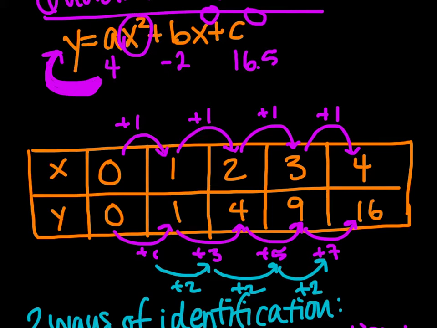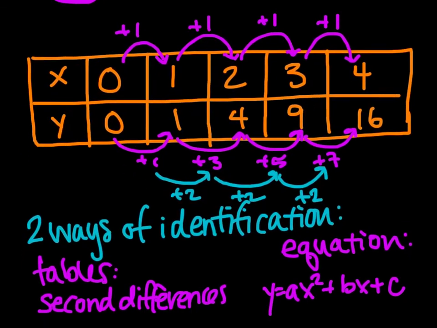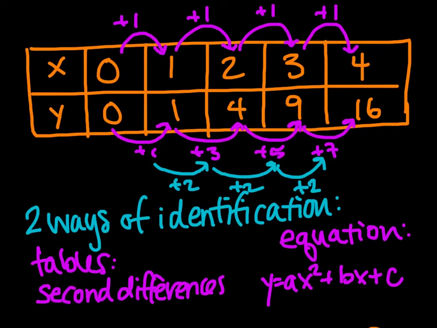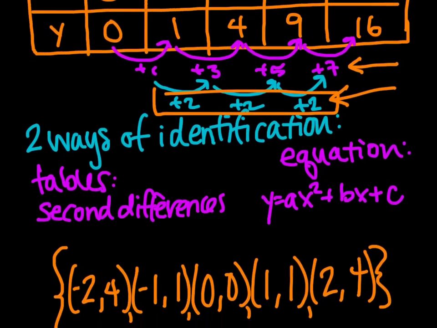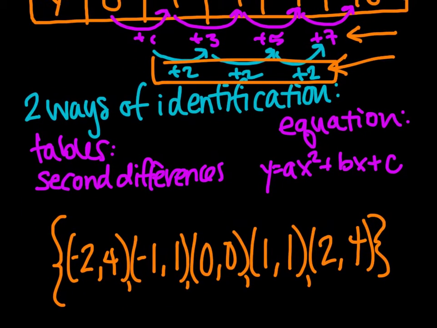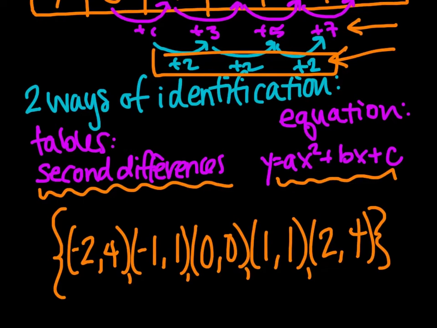So if we are looking at what's called the second differences within a table, so if not the first difference, but the second difference, if we can create a constant change in the second difference, then we can identify it as a quadratic formula. So there's two different ways to identify if something is a quadratic. Two ways. If you have a table, we need to look for the second differences. And if we have an equation, we need to be able to fit it back into that ax squared plus bx plus c format. So let's look at two problems here.